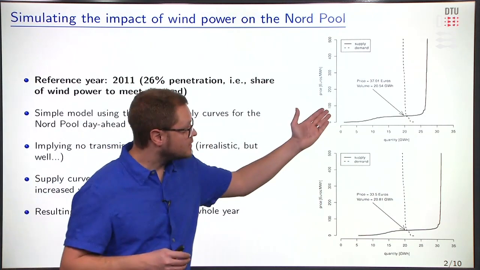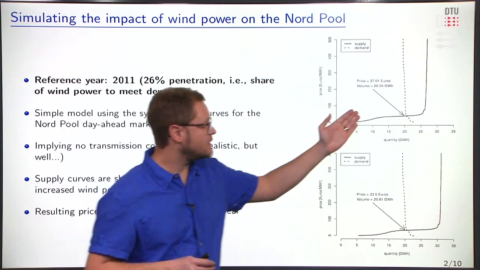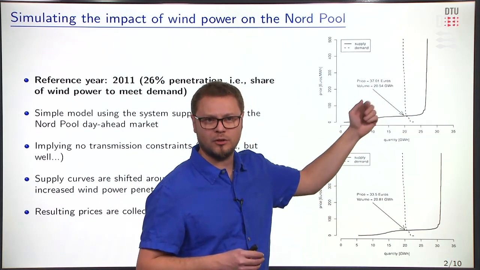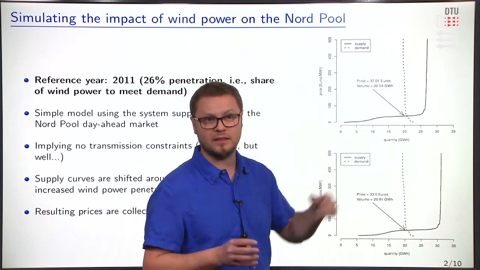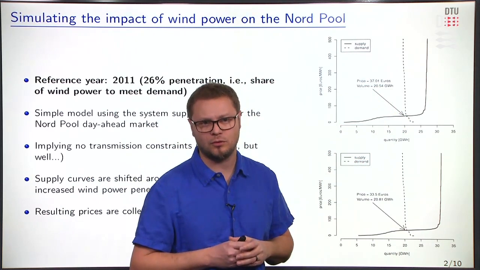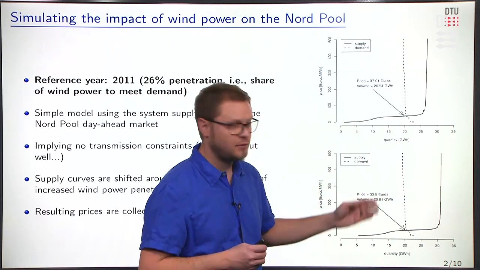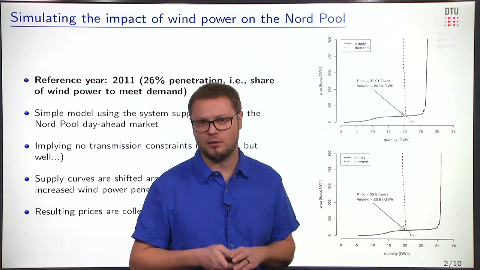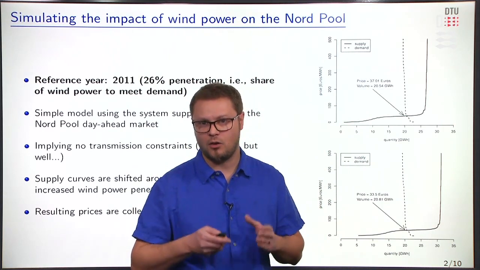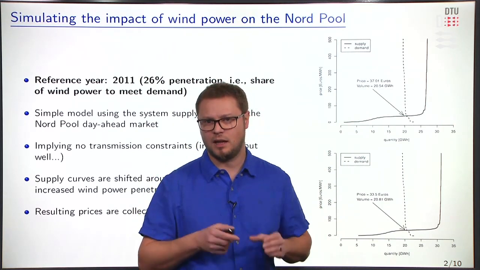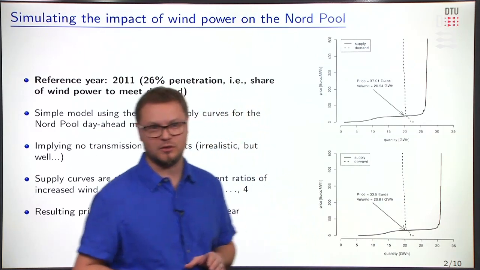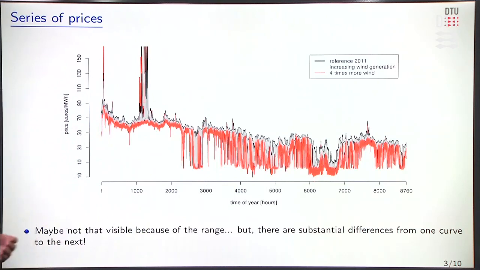We have this supply and demand curve, these equilibrium points for which we have a price, the equilibrium price, and the volume that is cleared overall for the Nord Pool area. And we have this information for each and every market time unit over the year we want to simulate. Now we're going to move around these equilibrium points by changing the quantity of wind power generation in the system. This would be the series of prices that we obtain.